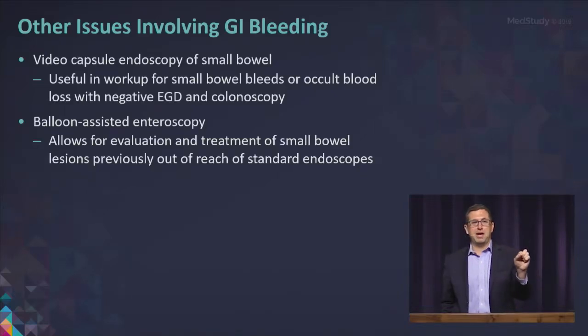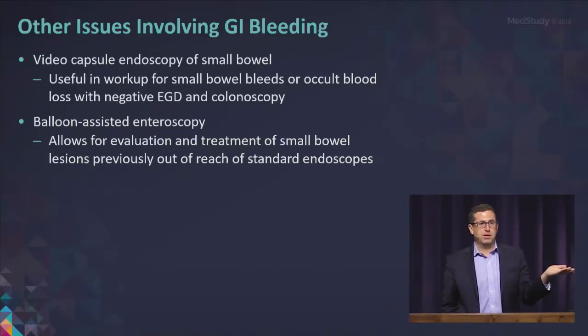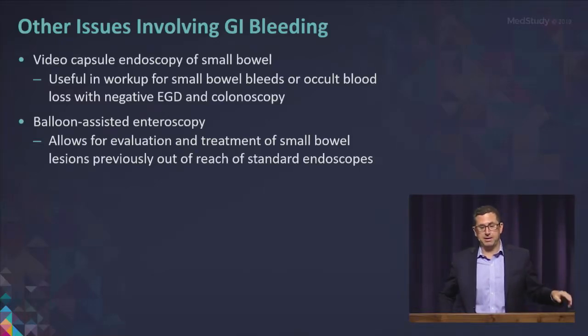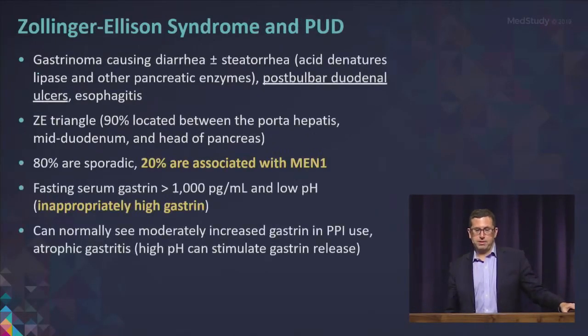So if you saw a bleeding AVM in the distal jejunum, which traditionally would be completely out of the reach of any endoscope, you could send the patient for a balloon enteroscopy and they can actually get at it. So that's good news.